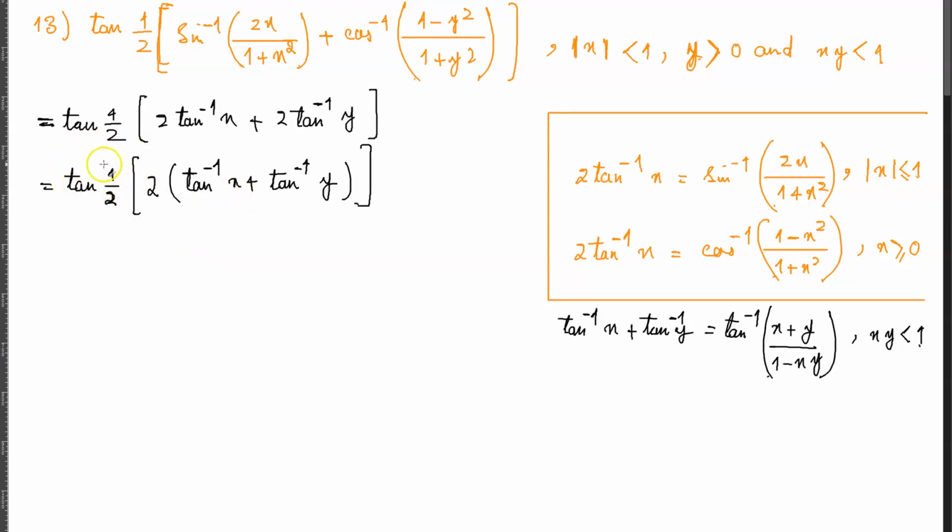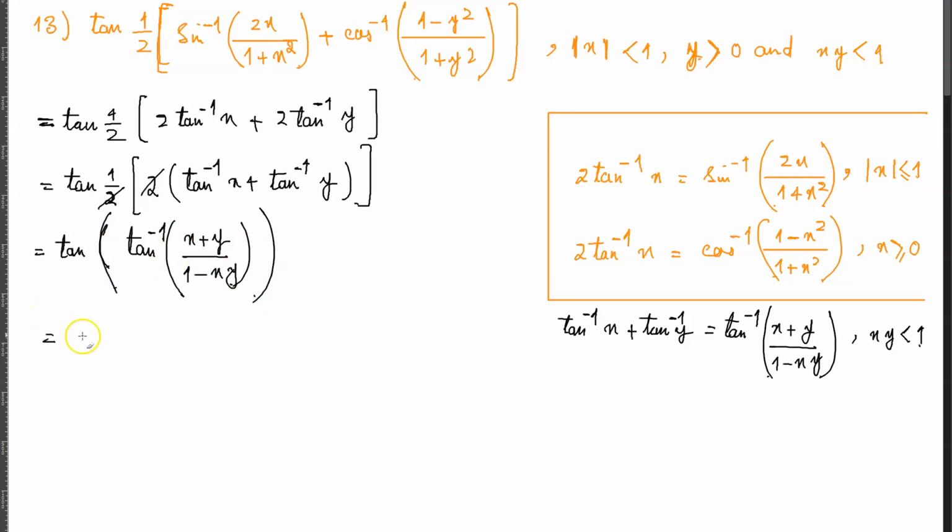If I take this as the whole angle, then I can simplify these two as well. The tan inverse of x plus tan inverse of y, I can write as the tan of tan inverse of (x plus y) over (1 minus xy), and that means this is equal to (x plus y) over (1 minus xy). And that is the value of this expression, right?